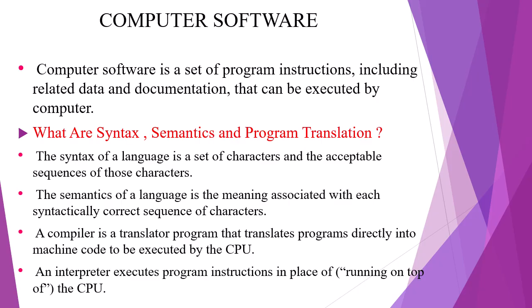Now we are going to see what are syntax, semantics, and program translation. The syntax of a language is a set of characters and the acceptable sequence of those characters. Semantics of a language is the meaning associated with each syntactically correct sequence of characters. A compiler is a translator program that translates a program directly into machine code to be executed by the CPU. An interpreter executes program instructions in place, running on top of the CPU. The interpreter executes each and every line of the program, but the compiler will translate the whole program and give the results at the last.